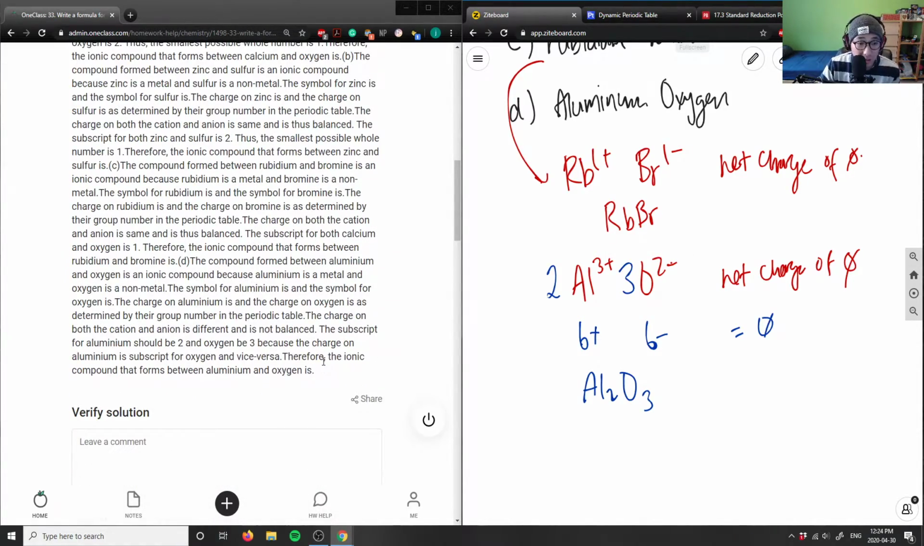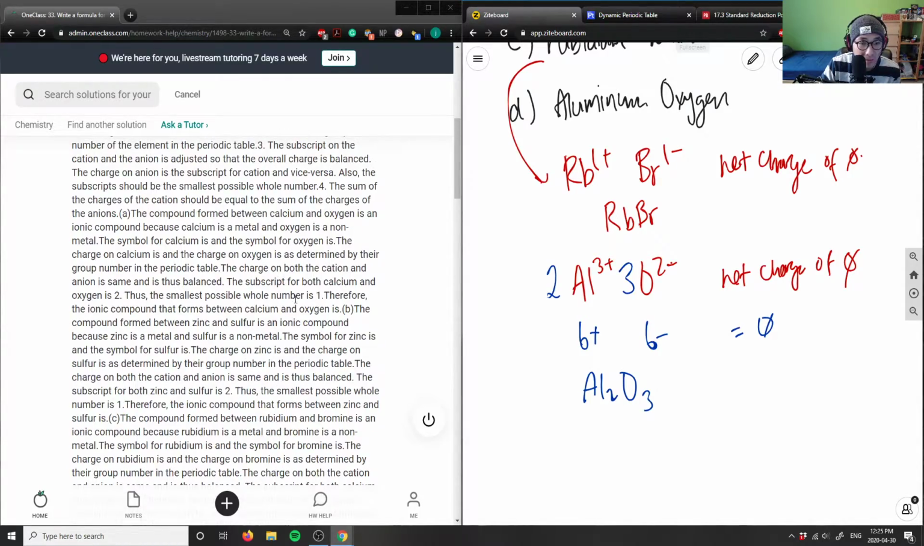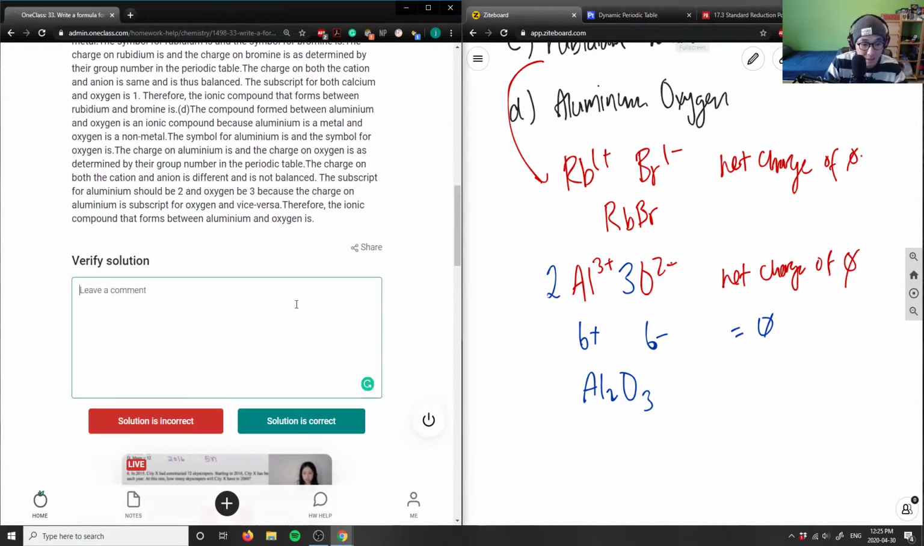This is a very, very long solution, and I don't think they actually wrote the chemical formulas. This is, again, another incomplete solution. I'm just going to write it down here.